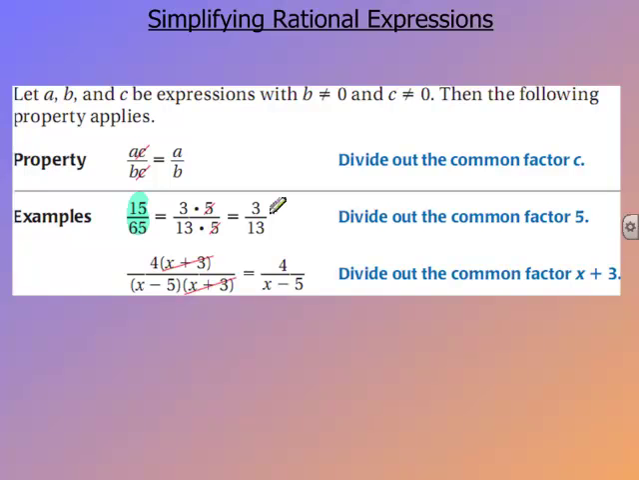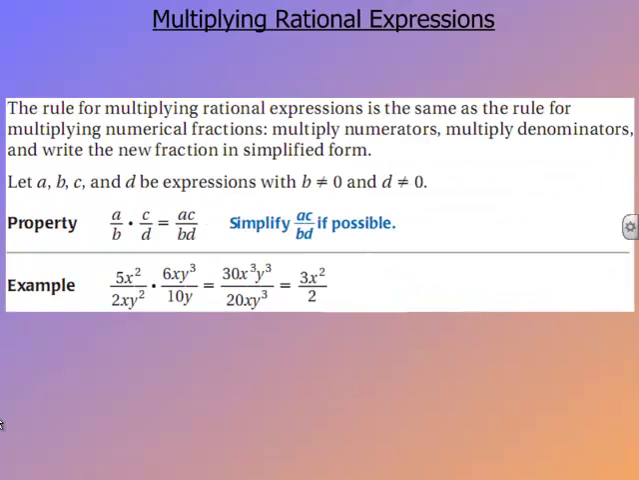If I'm dealing with polynomials, let's say I have in the numerator 4 times x plus 3, over x minus 5 times x plus 3. Well, these are like the 5's. I have two factors that are the same, both in the numerator and the denominator. These are binomial factors, and I can just cancel them out, leaving me with a simplified expression of 4 over x minus 5. So it's as simple as that for simplifying.